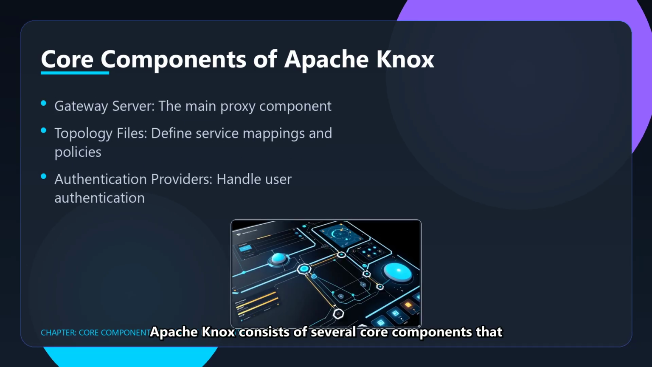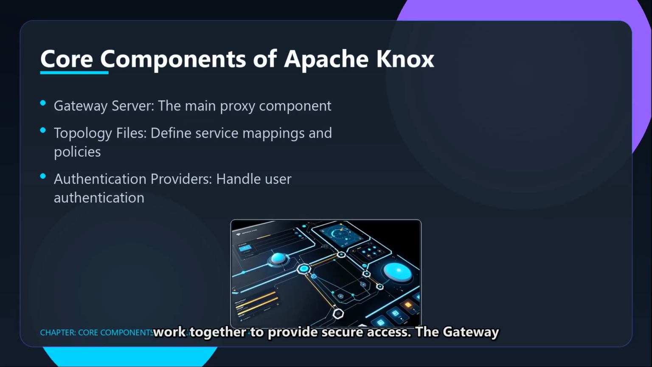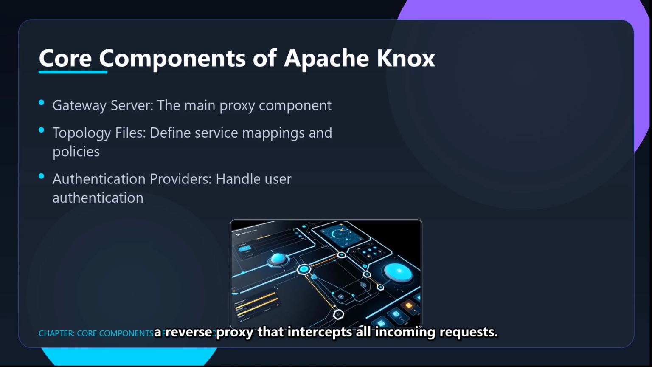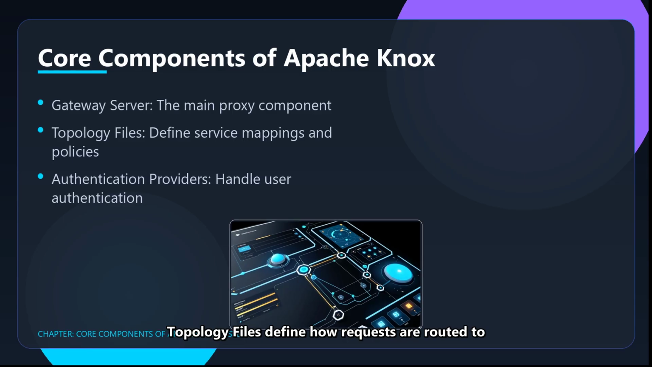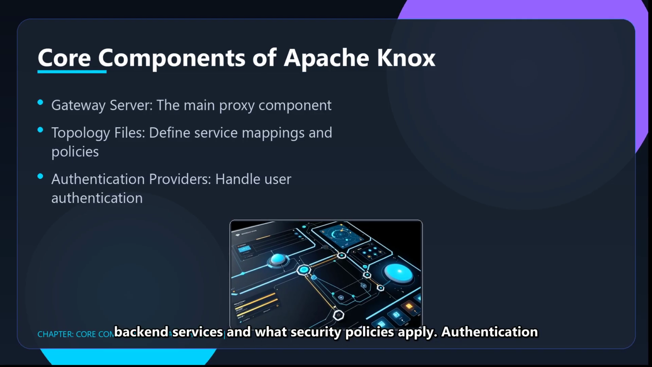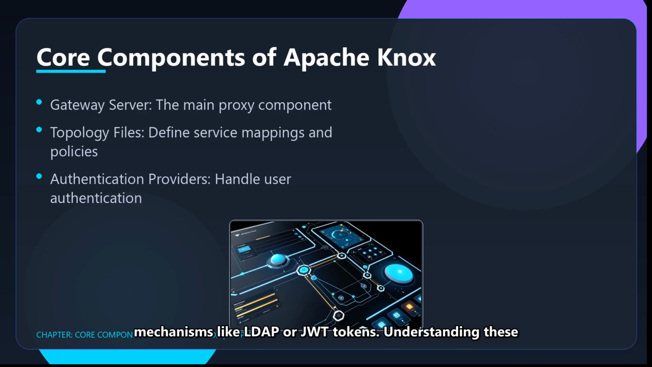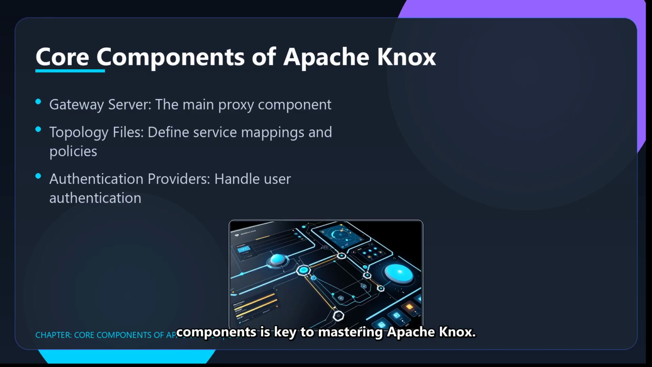Apache Knox consists of several core components that work together to provide secure access. The gateway server is the heart of Knox, acting as a reverse proxy that intercepts all incoming requests. Topology files define how requests are routed to backend services and what security policies apply. Authentication providers are responsible for verifying user identities using mechanisms like LDAP or JWT tokens. Understanding these components is key to mastering Apache Knox.